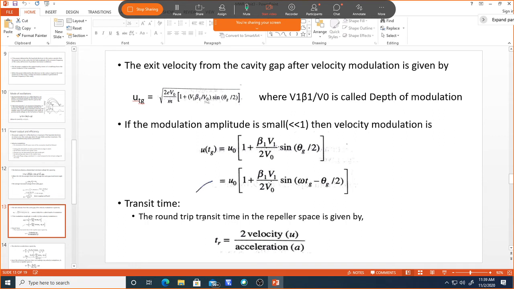Now the transit time can be calculated using this equation. It is the time taken by the electrons to travel through the cavity and be repelled by the repeller space, so it is 2 times, a round trip from the cavity, and it comes back to the same cavity. That's why it is 2 times the velocity u by the acceleration of the electron. This is the transit time taken by the electron.